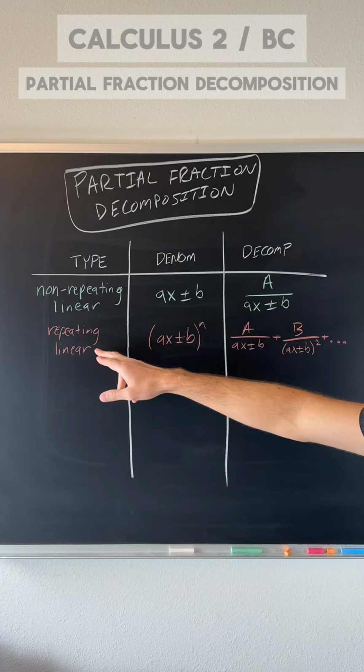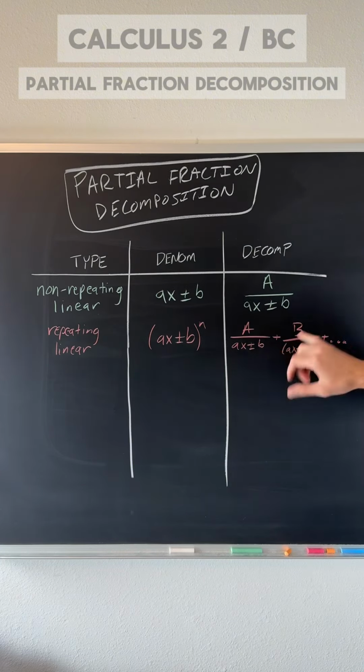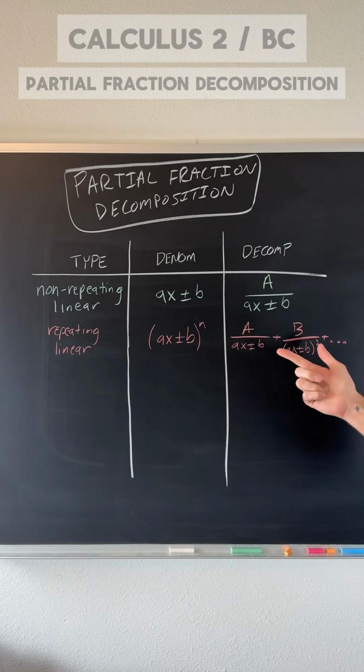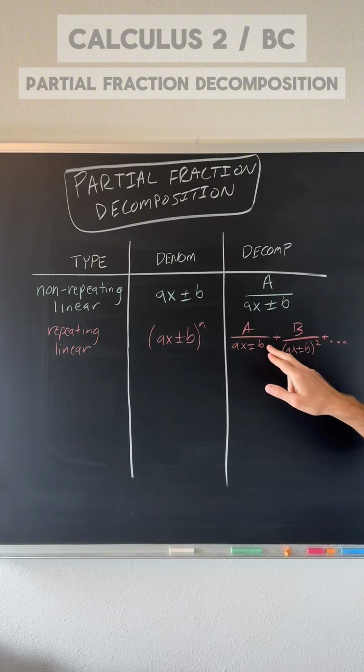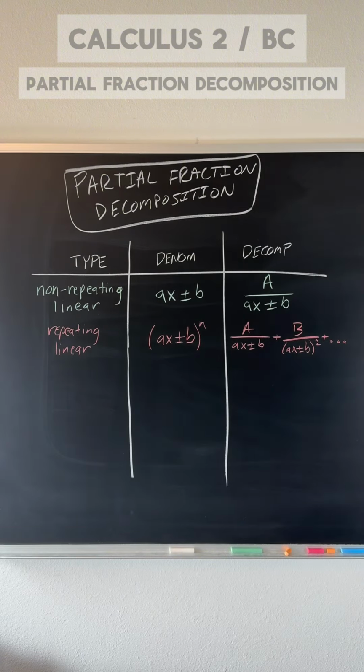For repeating linear factors, which come in the form ax plus or minus b to some power, we decompose into fractions where the numerators are all constant coefficients, A, B, C, and so on. And the denominators include that factor where as we move to the next term, we increase the power from 1 to 2 and so on until we reach the power that we were given on the original factor.